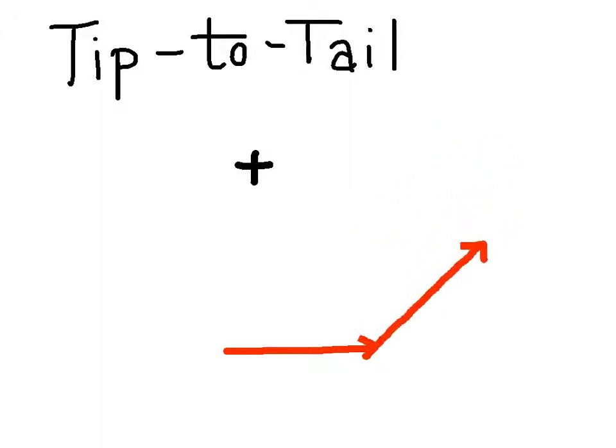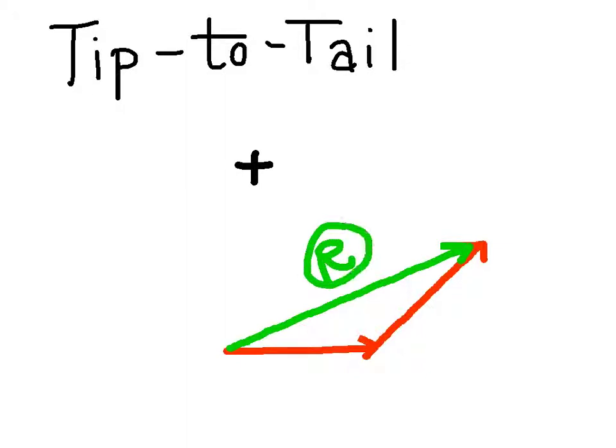Either way will work. In any case, once you have attached those vectors tip to tail, all you would need to do is draw a vector that goes from the tail of the very first vector to the tip of the very next vector, and label it with a little r. That is your resultant vector.